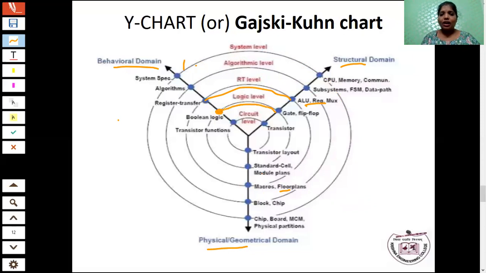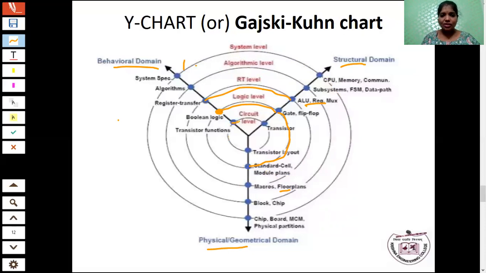From the Boolean expression, we are going to derive the logic gates using AND and flip-flops. We are going to the logical level. From the logical level, we are going to define the cells, and what is the module plan we are going to design.